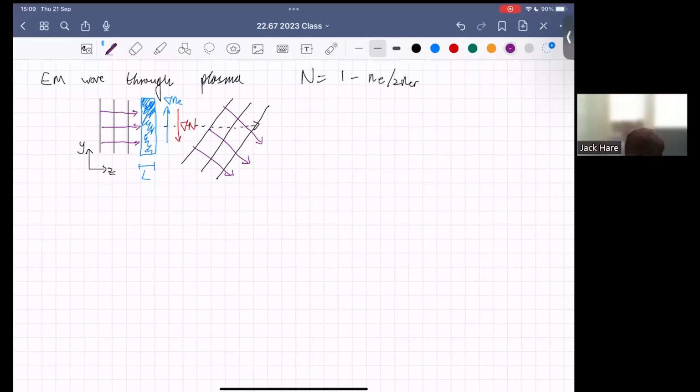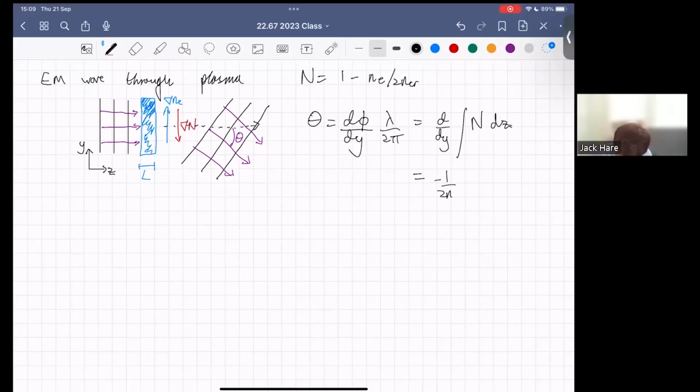Okay, and they're going to be bent by some angle, which we'll call theta here. And it turns out if you go and look how to do this, theta is going to be equal to the phase dy times lambda over 2 pi. And so we can put that all together and say it's going to be equal to d dy times the integral of capital N dz, like that, which for our plasma is minus 1 over 2n critical integral of the gradient of the electron density dz. And this dz here is going to be running from 0 to L.